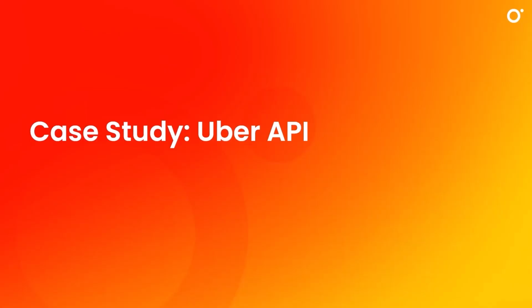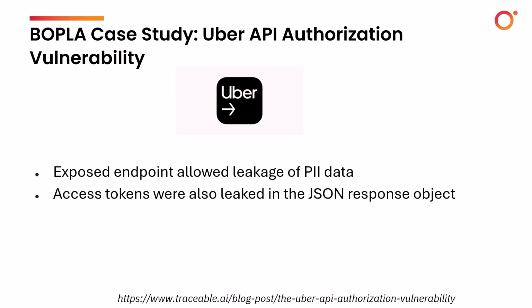Let's take a look at a case study involving Uber where something like this happened. Uber exposed an endpoint that allowed leakage of private information. Included in there, unfortunately, were also access tokens.